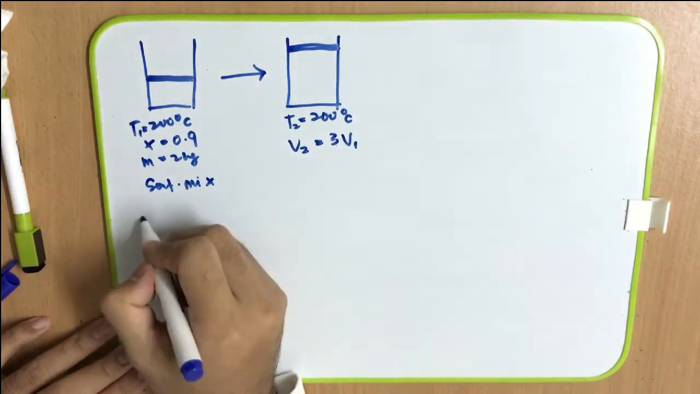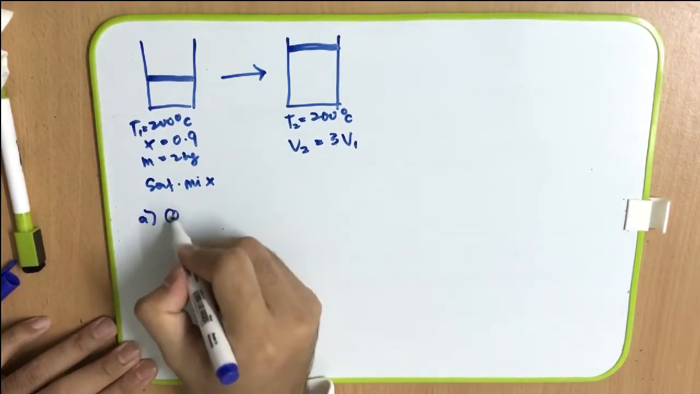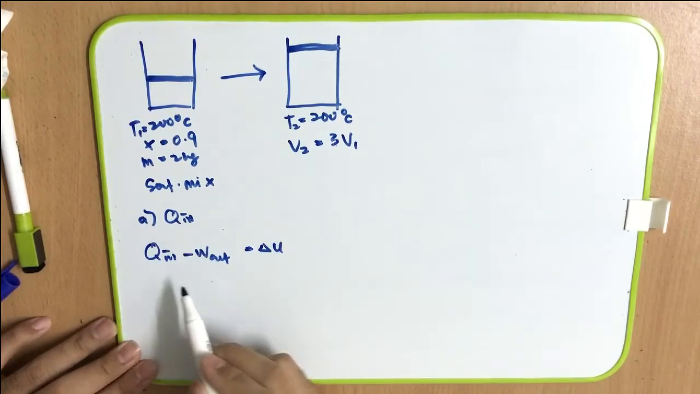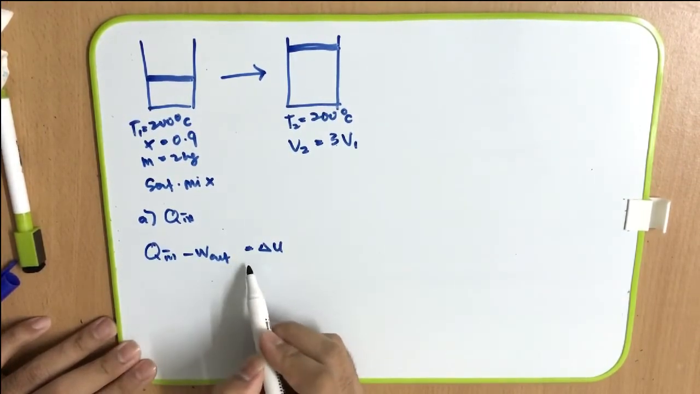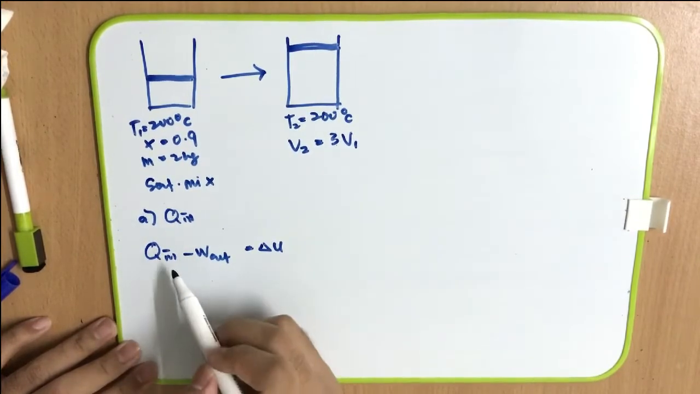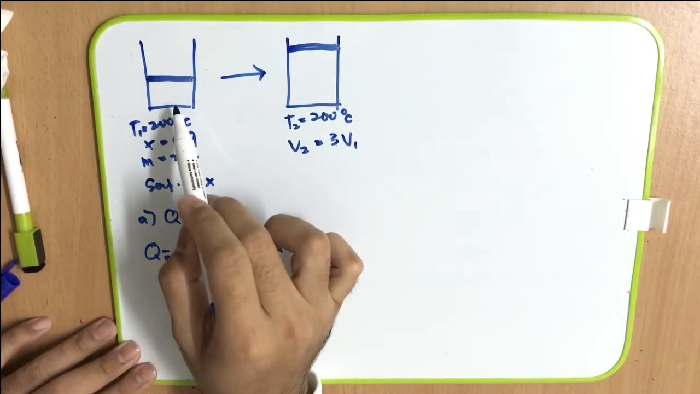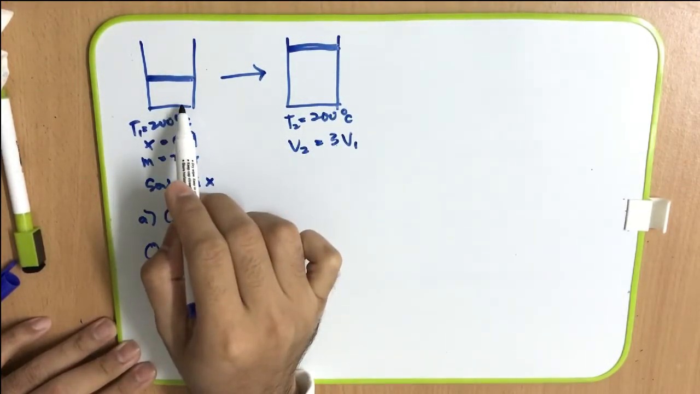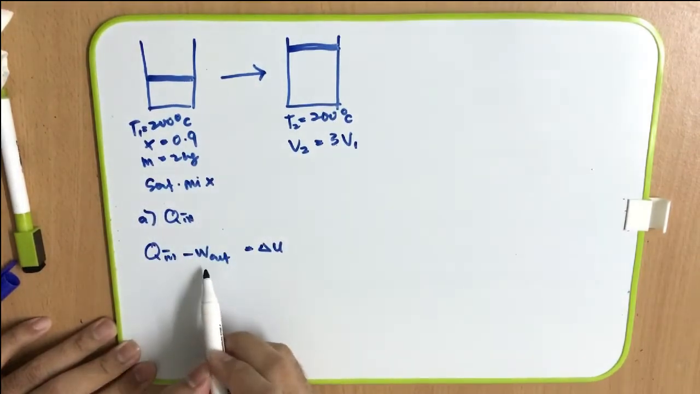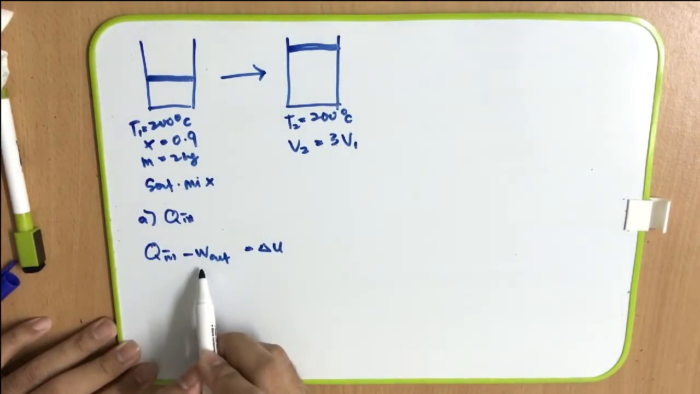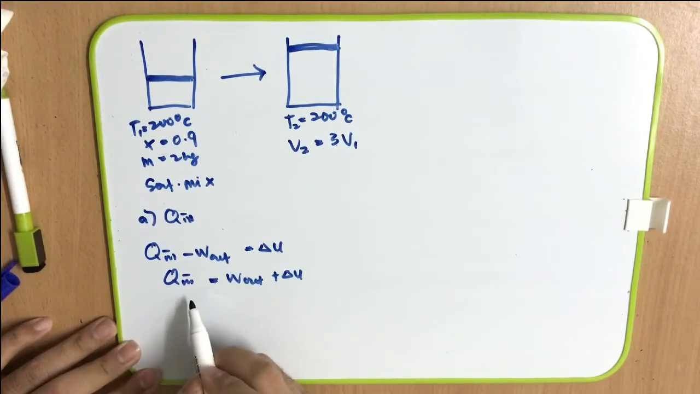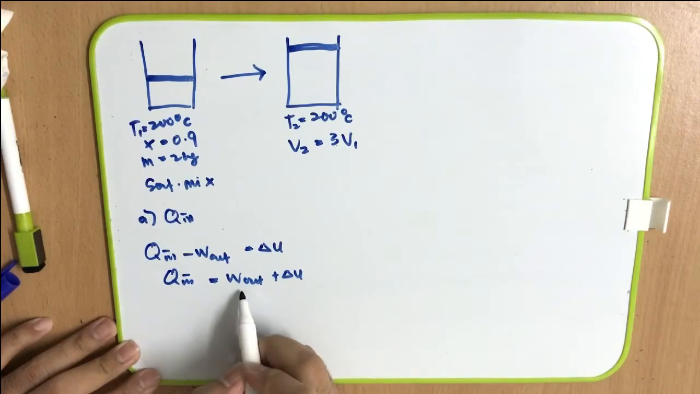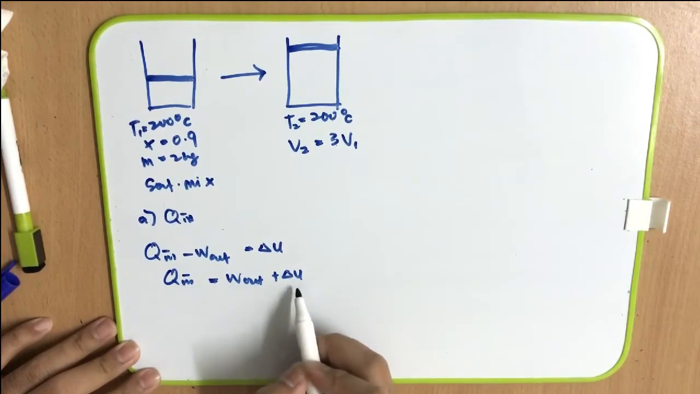First we need to find the heat transfer, which is Q in. According to the first law of thermodynamics, after we simplify, we will get Q in minus W out is equal to delta U. Because heat is transferred into the piston cylinder, the piston is moving, so the system is doing the work. When the system is doing the work, the work is W out, so the sign is negative. After we rearrange, we will get W out plus delta U. So we have to find the W out and also the delta U.